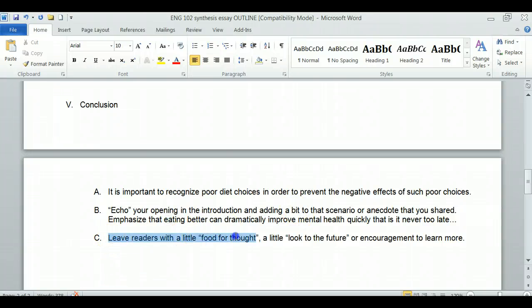You can also leave your readers with a little food for thought. This just kind of gives you an idea. Now that you have a visual map of your essay, you can see, okay, what would be a good idea to leave my readers with? All right, so I hope this was helpful and gets you started on putting together your topic outline for your synthesis essay. Thank you.